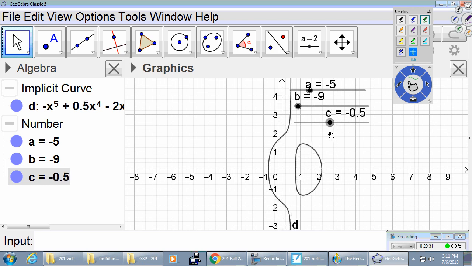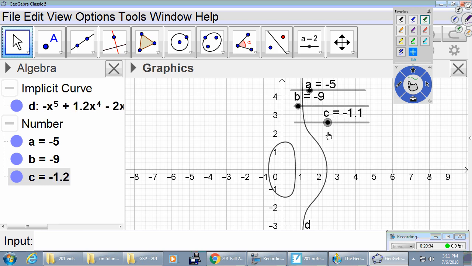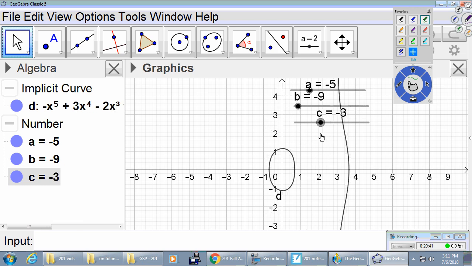And then if we make C go this way, oh, we're going to crash in again. Oh, look at that. The little oval part and the kind of vertical parts, they just change roles very smoothly, I might add.